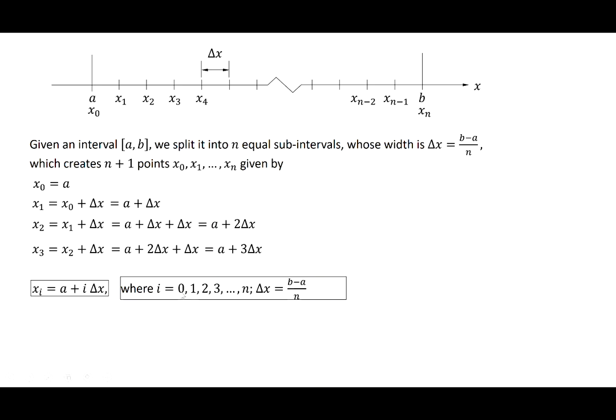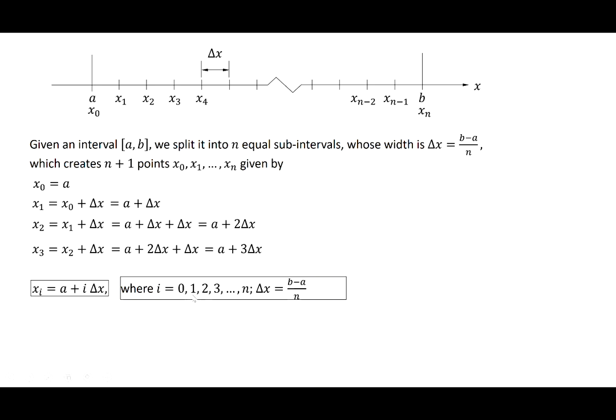Is this really true? Okay, we can always verify. Let's say I takes on a value of 0. Go to this thing on the left hand side. Plug 0 for I. So X sub 0 equals A plus 0 times delta X. 0 times delta X is 0. So A plus 0, that's A. So X sub 0 is A. Is that right? Yep, it is. X sub 0 is A.